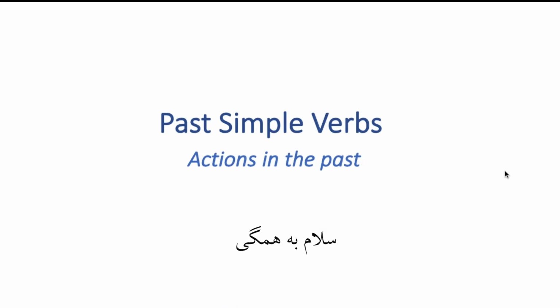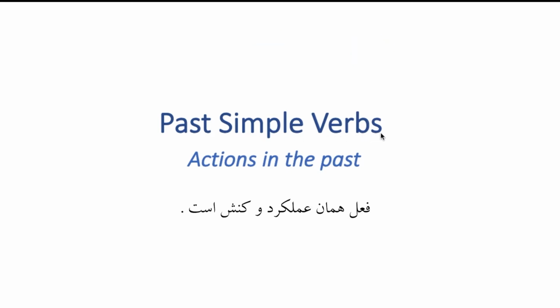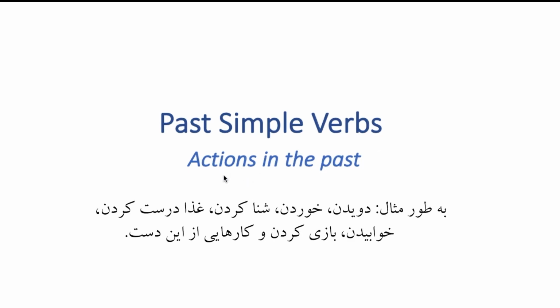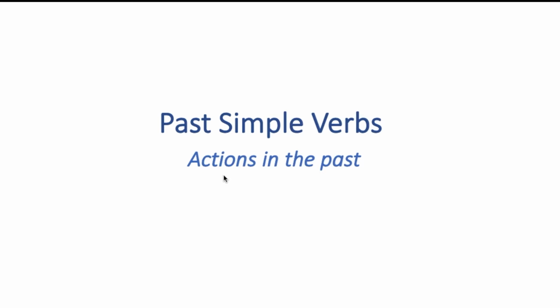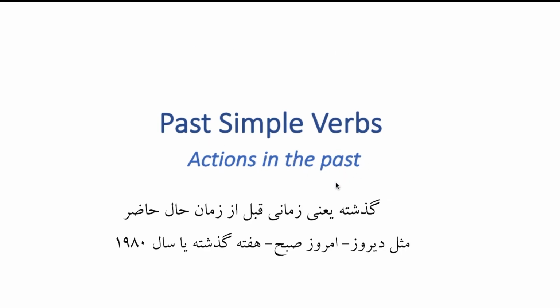Hi everyone. So today we're going to talk about past simple verbs. Okay, so a verb is an action. For example, run, eat, swim, cook, sleep, play, etc. Okay, so actions and actions in the past. So past means before now, like yesterday or this morning or last week or in 1980. Okay?